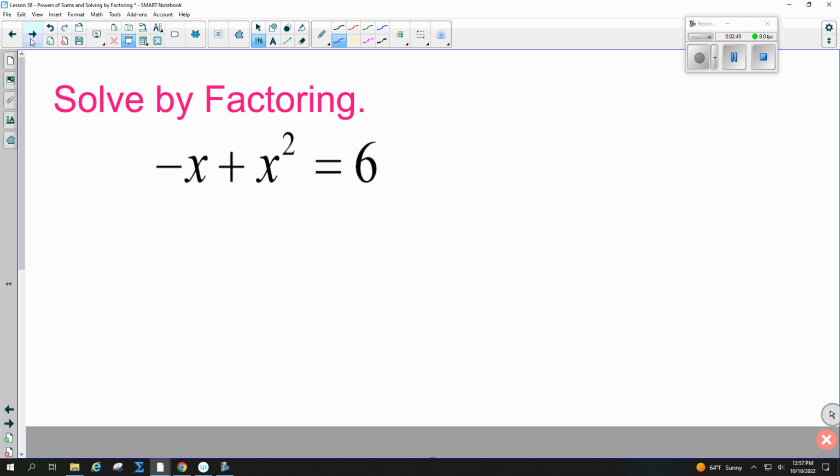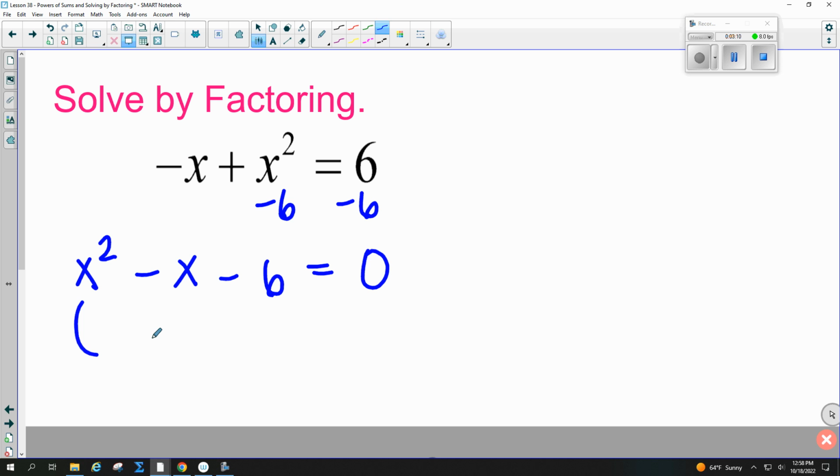First thing you always do is set it equal to 0 so that you can factor. So I need to move the 6 over to the other side, and then I need to put it in order so we can factor. So my x squared goes first, and then my minus x, and then my minus 6, equals 0. Then we factor tractor, so I need my 2 sets of parentheses, and we need 2 things that multiply to be negative 6 and add to be negative 1.